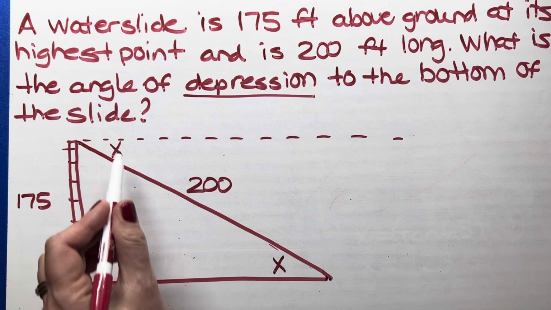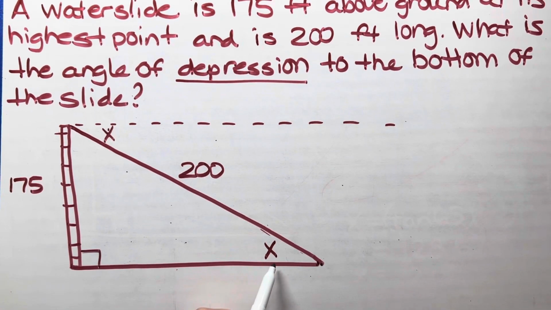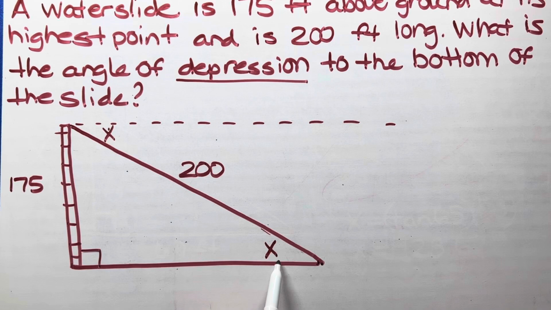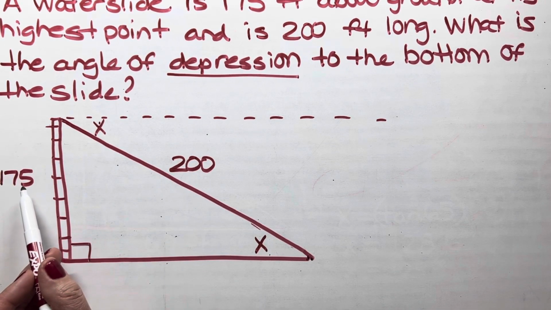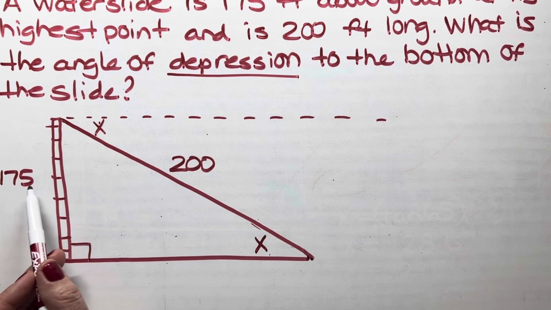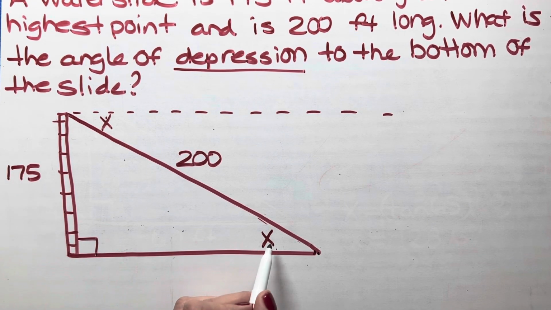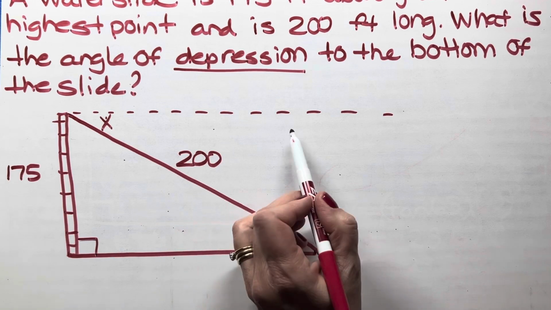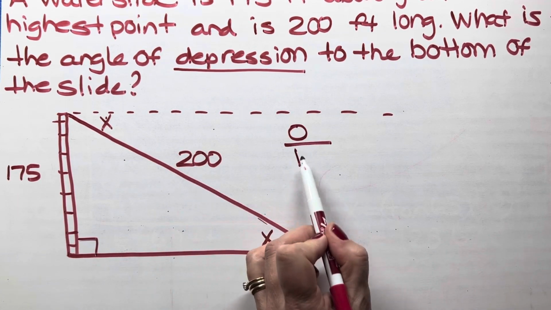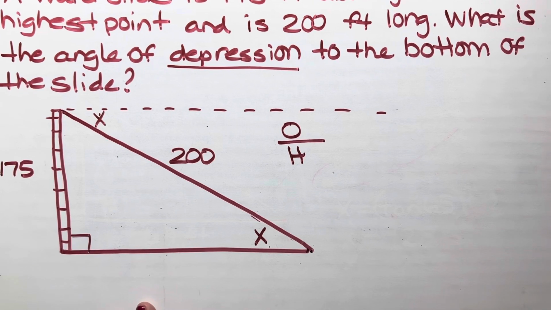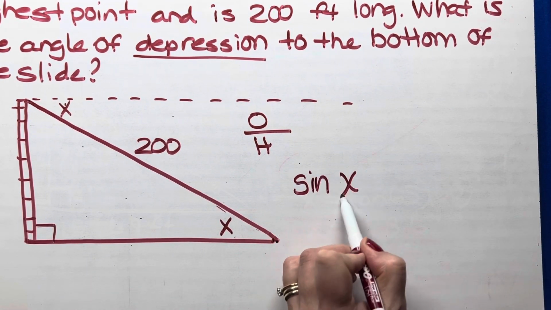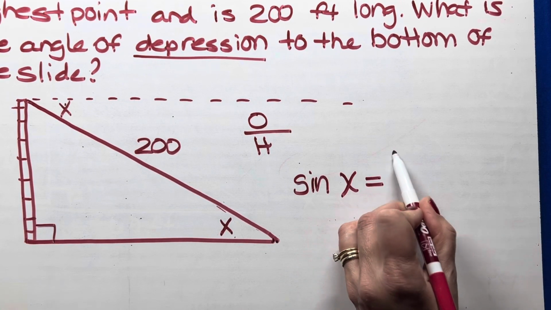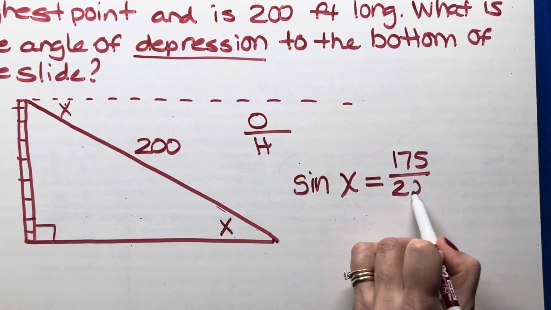So I'm going to use my alternate interior angles to move my angle here, and that will give me the angle that I want. Now, the other thing is, since I'm finding an angle, I'm only using the sides, I need to figure out which trig function I'm going to use. So from this angle, I have the opposite and I have the hypotenuse. So opposite over hypotenuse tells me I need to use the sine function. So I'm going to have the sine of some angle x is equal to 175 over 200.